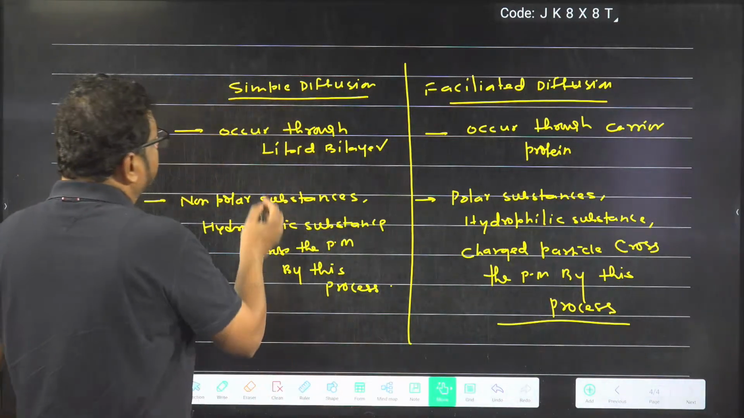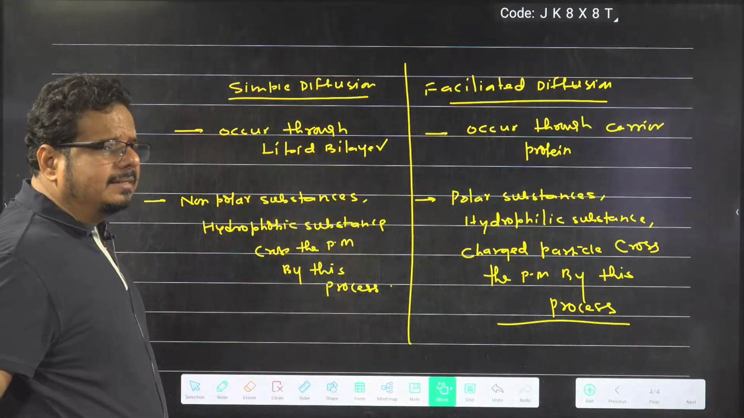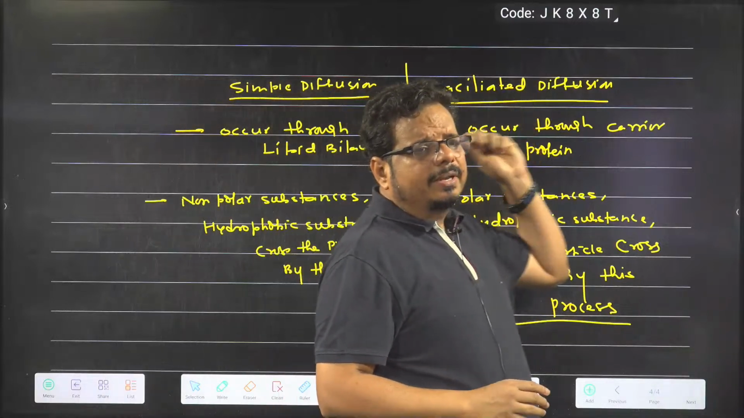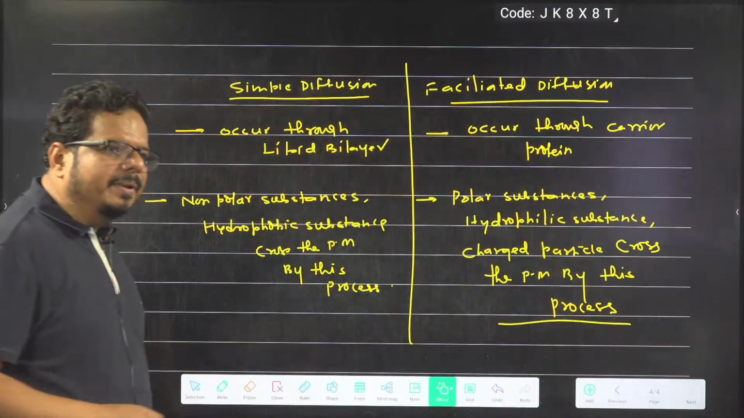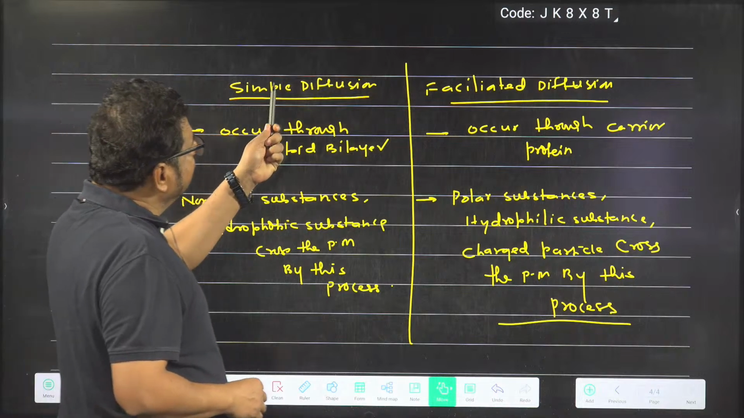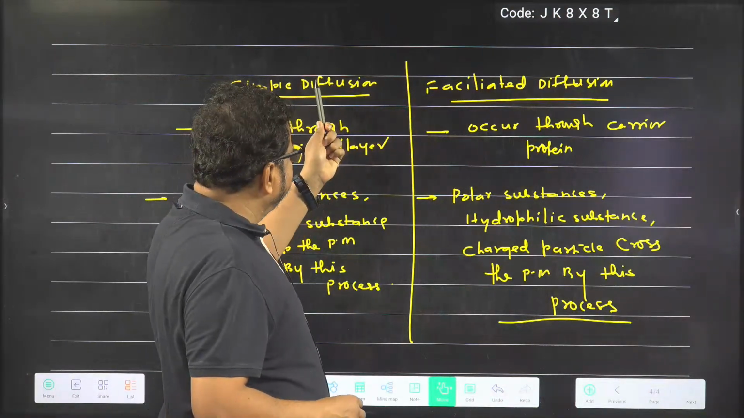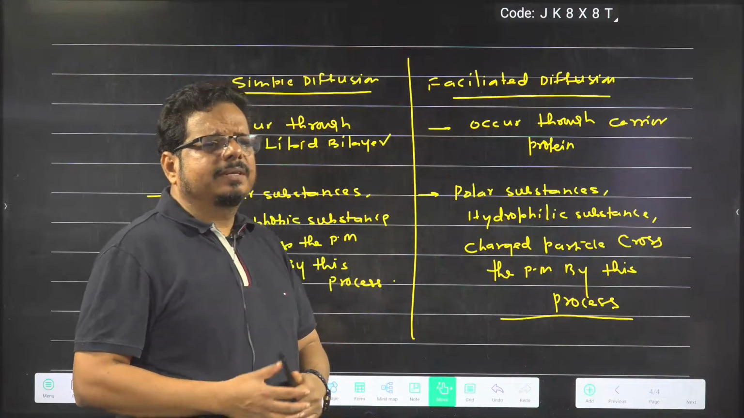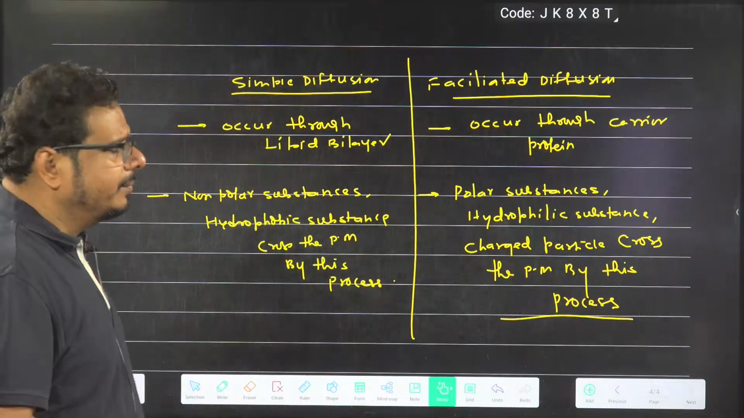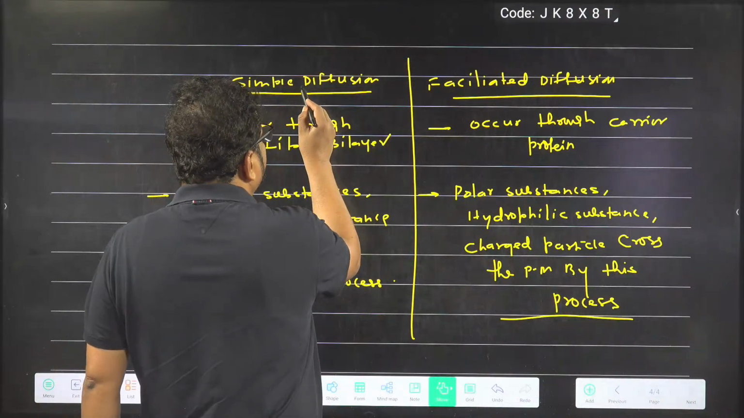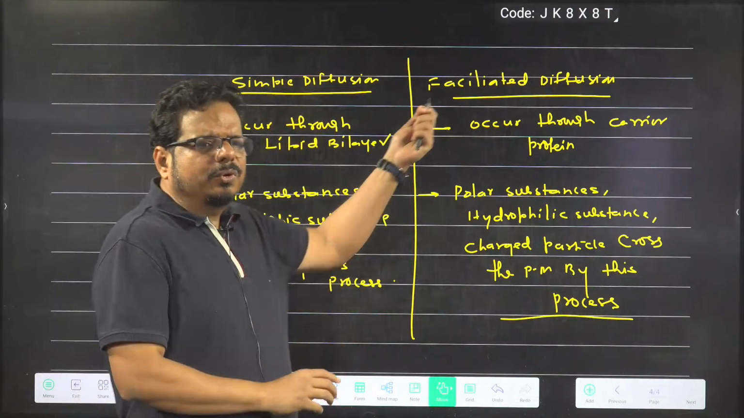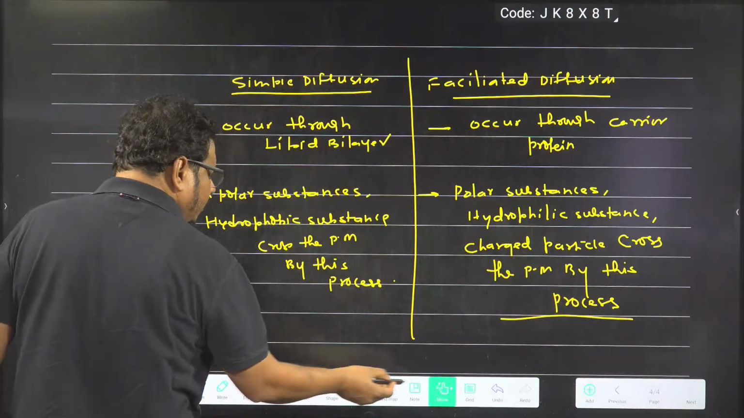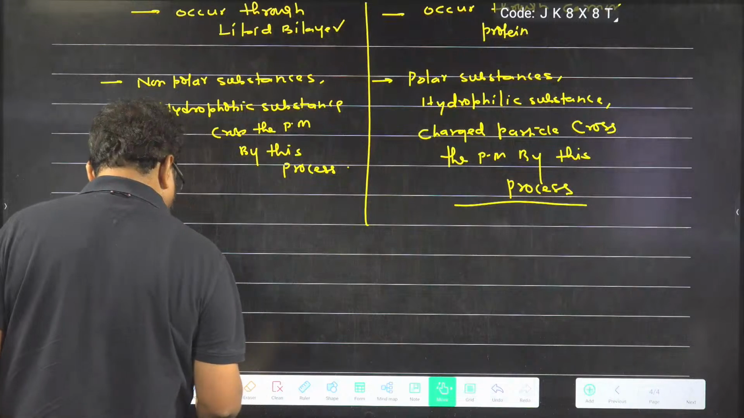The similarity is what? Both occur from high to low concentration. Another similarity: both do not require any energy. No ATP is required. So what is the similarity between these two? Both occur along the gradient from high to low concentration, and both don't require expenditure of energy. So you got simple diffusion and facilitated diffusion. Here protein helps, it does not occur through the lipid bilayer, it occurs through protein. Got the idea? Is it clear in the mind? Now you will ask what is osmosis, and then I will come to active transport.